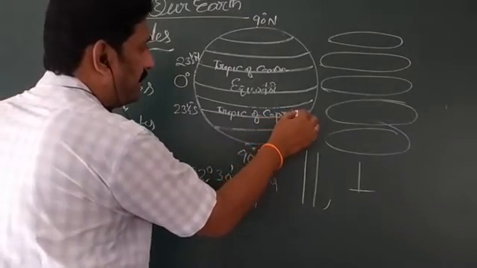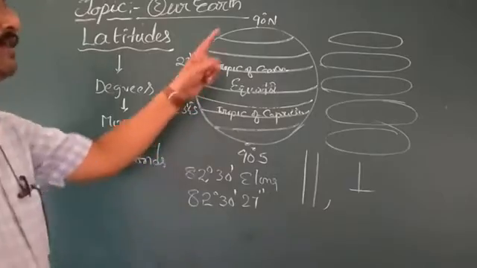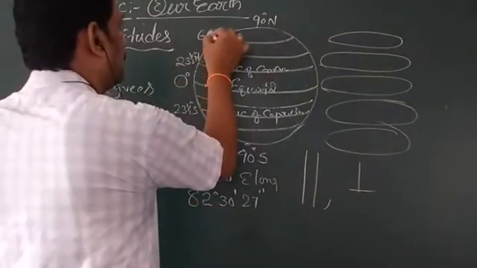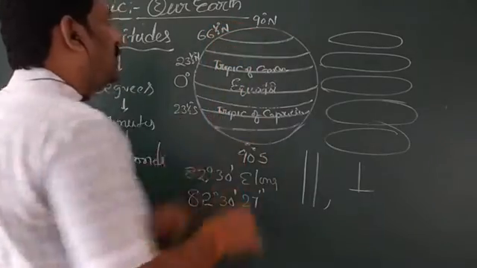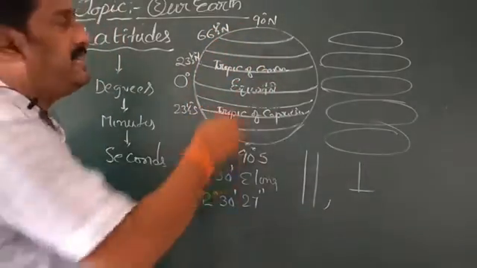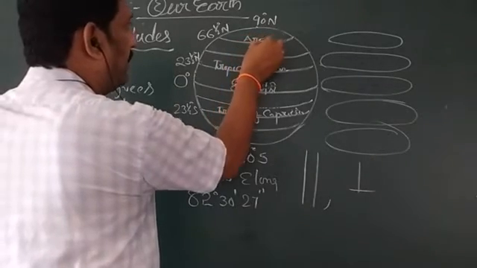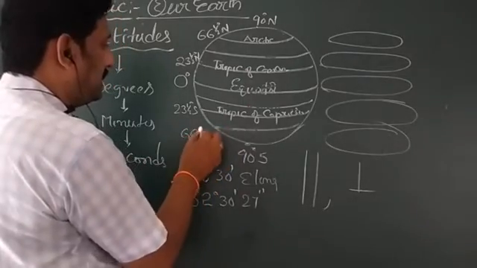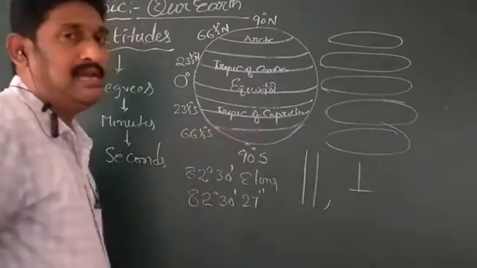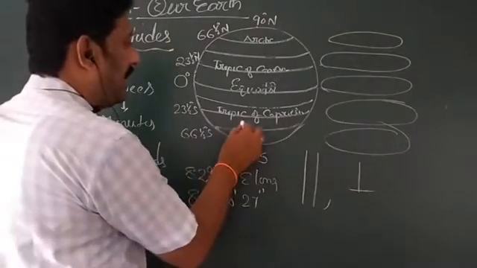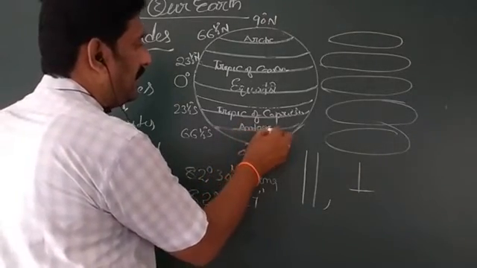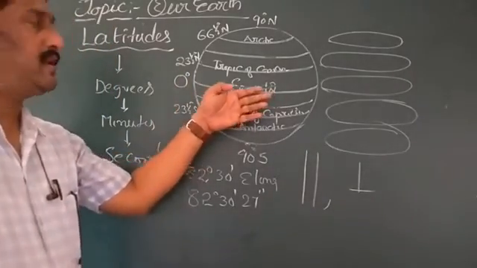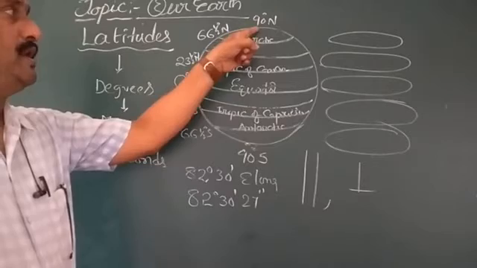Tropic of Capricorn. Now coming to the North Pole, 66.5 degrees north. 66.5 degrees north we can call the Arctic Circle. Now coming to 66.5 degrees south latitude, we can call it the Antarctic Circle.